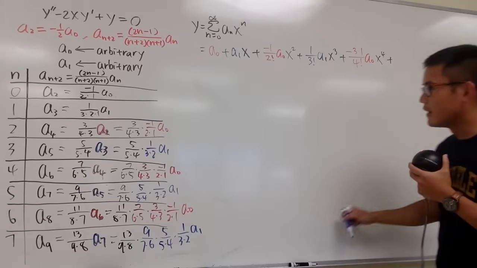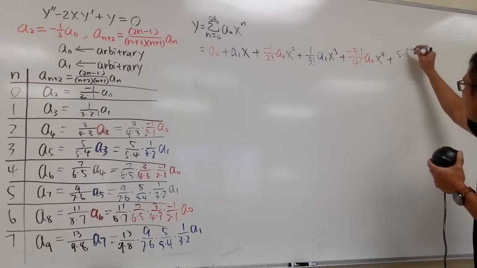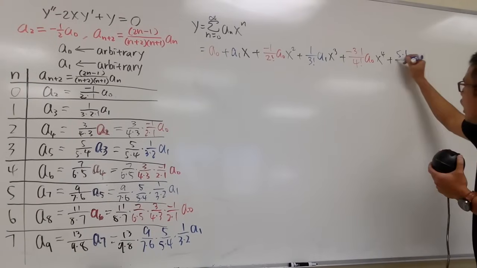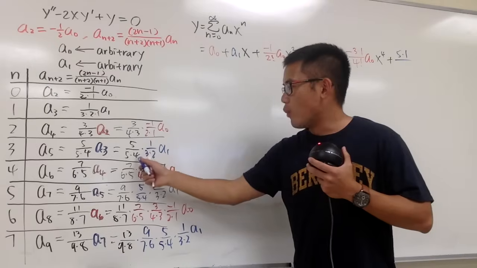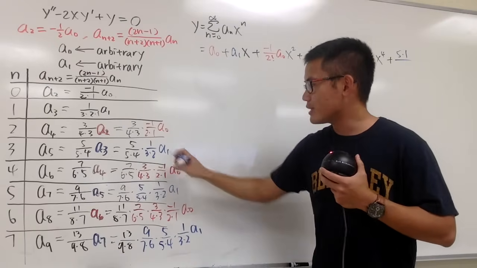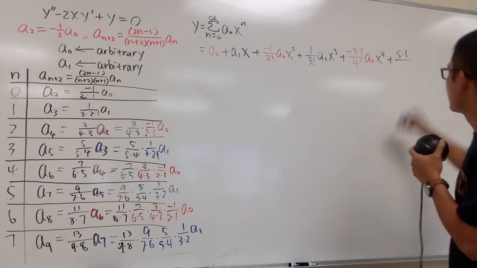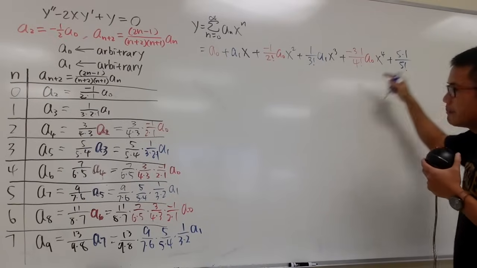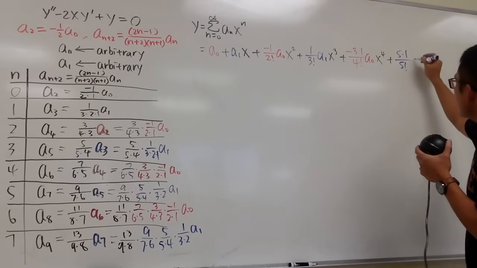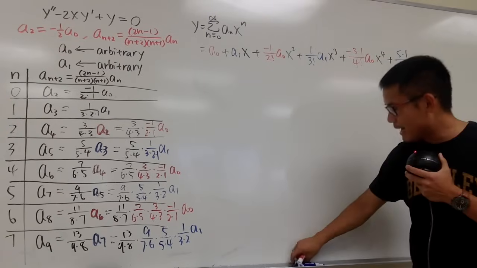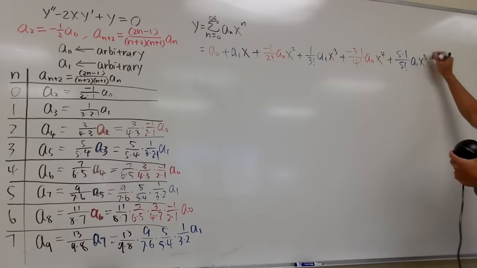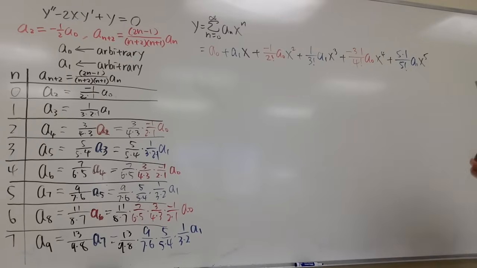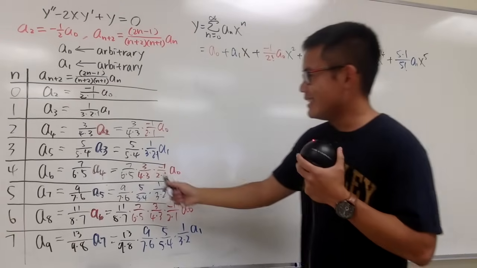So we will have 5 times 1 on the top. And let me just keep it as how it is. Over 5, 4, 3, 2, 1, right? So let's put down multiply by 1. So that would be 5 factorial. And then we multiply by A1. And we multiply this by x to the 5th power, right? And I am going to go to A6.